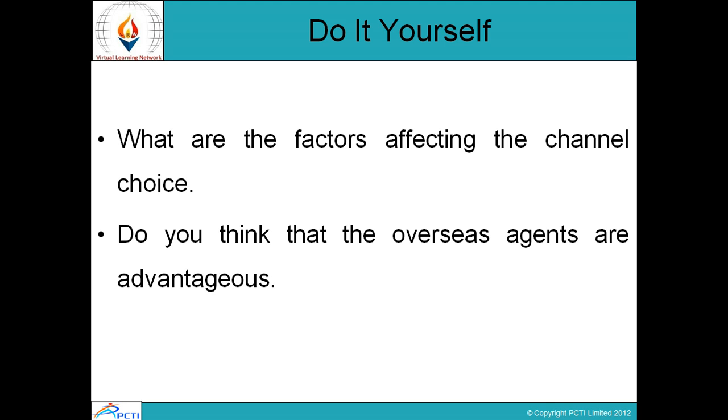Do it yourself. What are the factors affecting the channel choice, and do you think that overseas agents are advantageous?